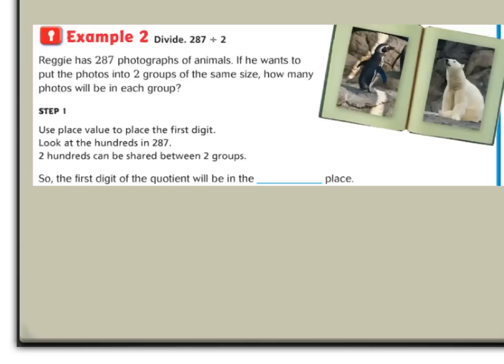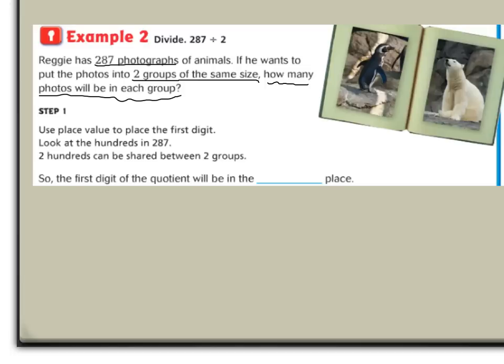Let's look at another example. In this one, Reggie has 287 photographs of animals. If he wants to put the photos into 2 groups of the same size, how many photos will be in each group? So let's go back to the important information. He has 287 photographs, and he wants to place them into 2 groups of the same size. And the question that we're trying to find the answer to is how many photos will be in each group. So I'm going to use place value to figure out where the first digit goes.